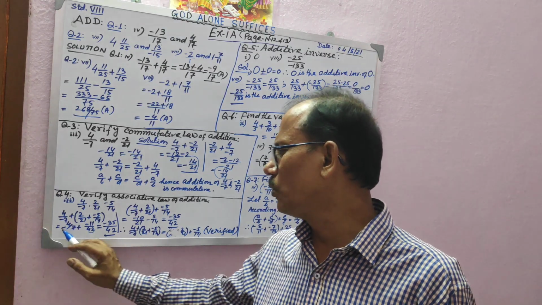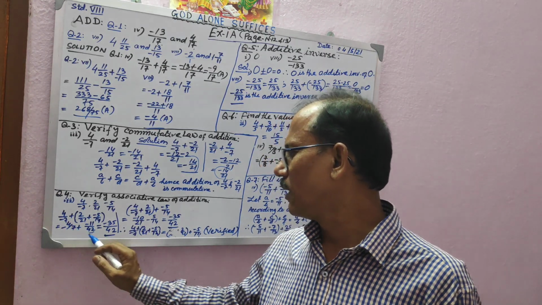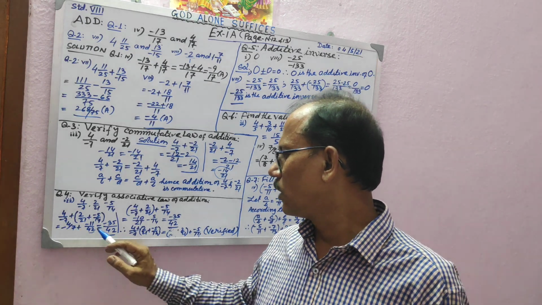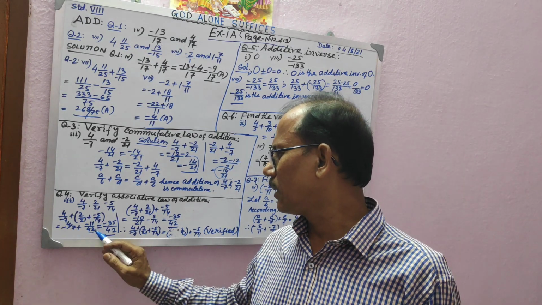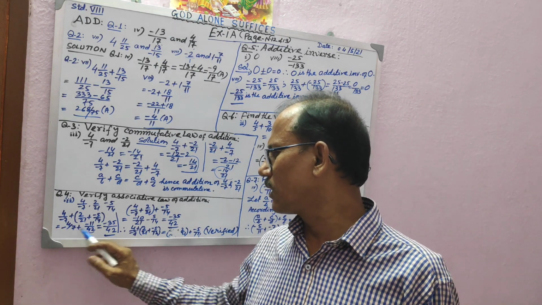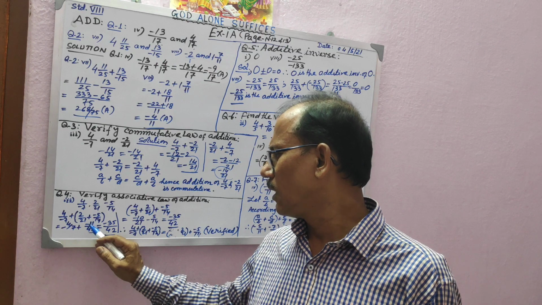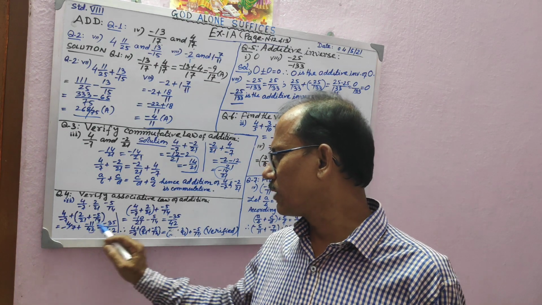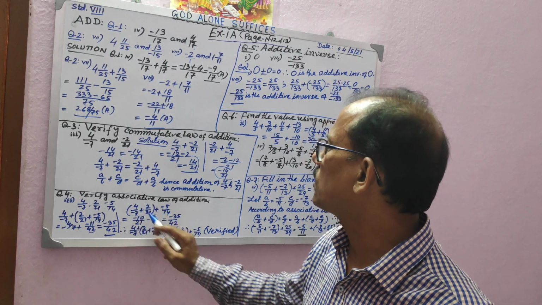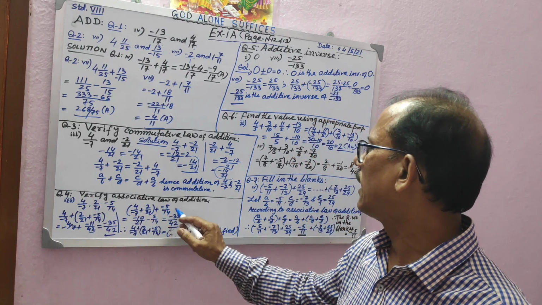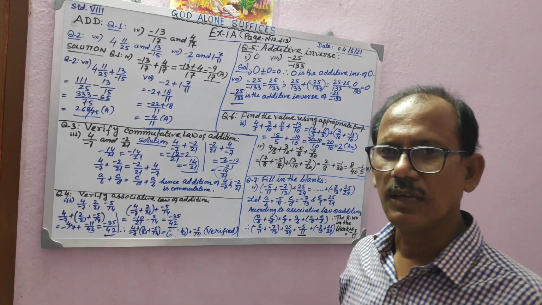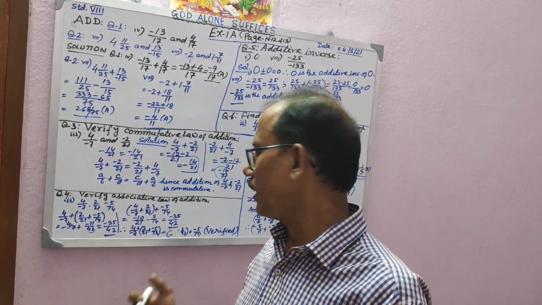Minus 11 by 42 added to minus 4 by 7. So 42 will be the LCM, 6 fours are 24, 24 plus 11 will be 35, and minus will be the same, minus 35 by 42. And similarly, if you take the addition of the first 2 rational numbers and add it to this, then also it will come to minus 35 by 42. Hence, the associative law is satisfied.